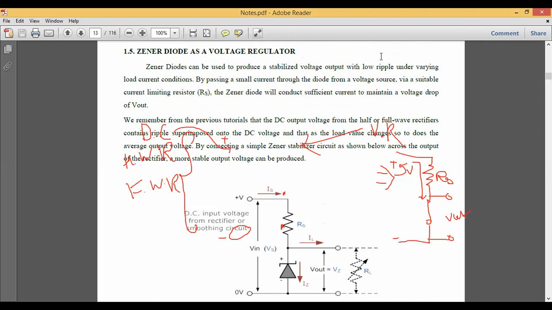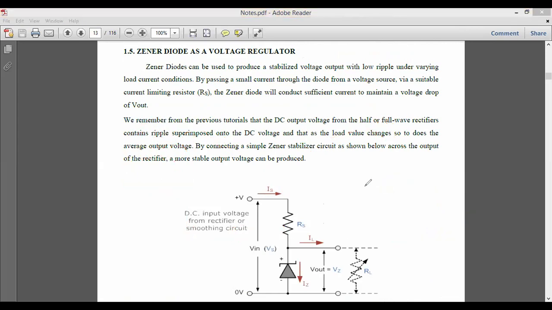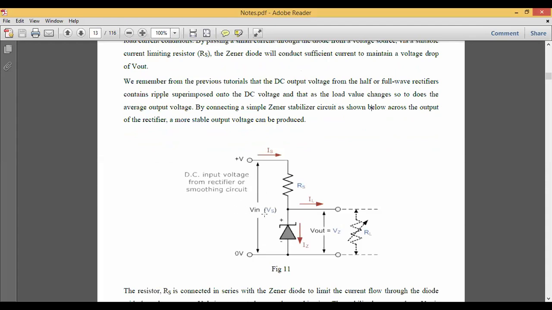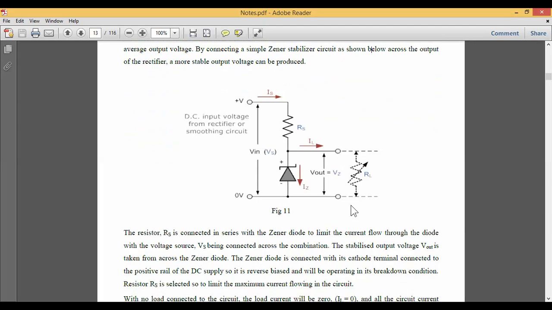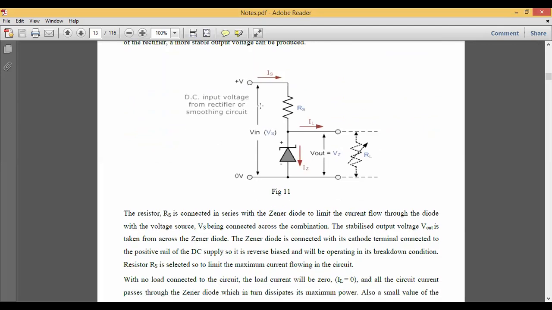Now, how will this work? This Zener diode works by connecting the simple Zener as a stabilizer, where the output of the rectifier is applied so that a more stable output voltage can be produced. So what is the resistance RS? The resistance RS is connected in series with the Zener diode. Why we connect a resistance here is because it tries to limit the flow of current through the diode with the source voltage.